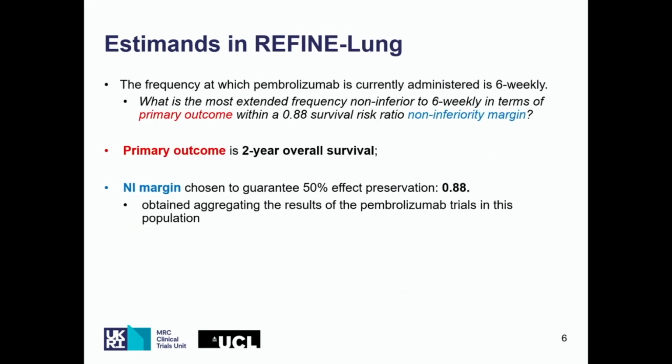So talking about refined lung, the frequency at which pembrolizumab is currently administered is 6 weekly. So this is sort of our control arm, if you like. So the question that we're asking is basically what is the most extended frequency non-inferior to 6 weekly in terms of our primary outcome within a certain non-inferiority margin. So for refined lung, the primary outcome is 2-year overall survival, and the non-inferiority margin is chosen to guarantee 50% effect preservation. So it's chosen in a standard way as in standard non-inferiority trials. But there are actually other ways of choosing it.